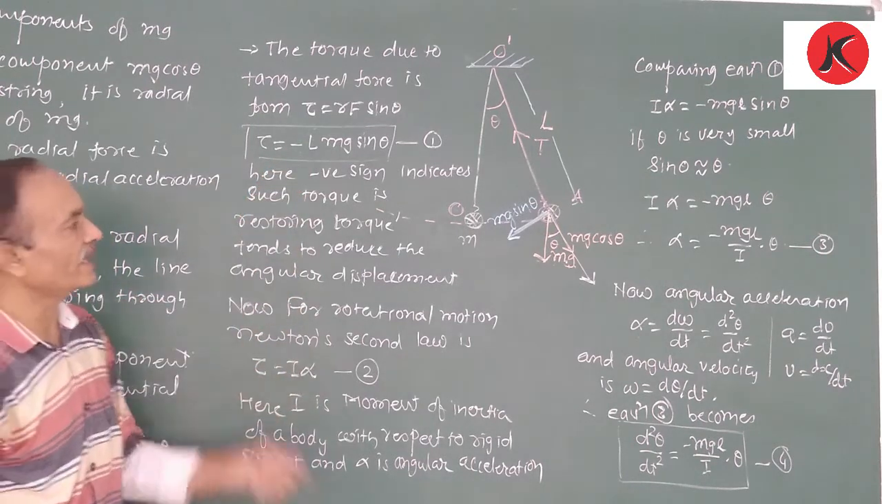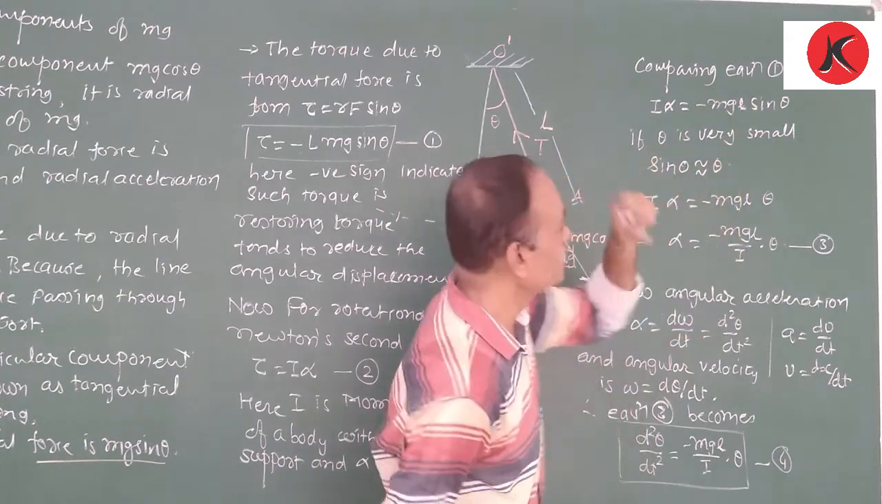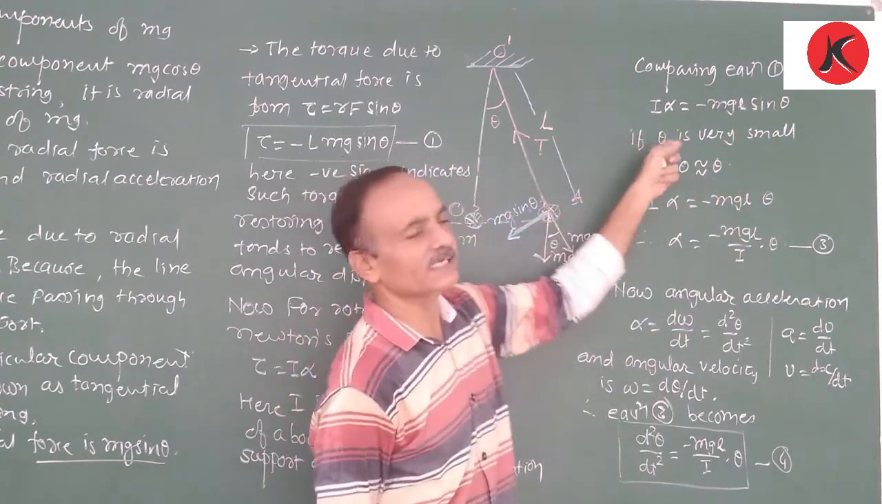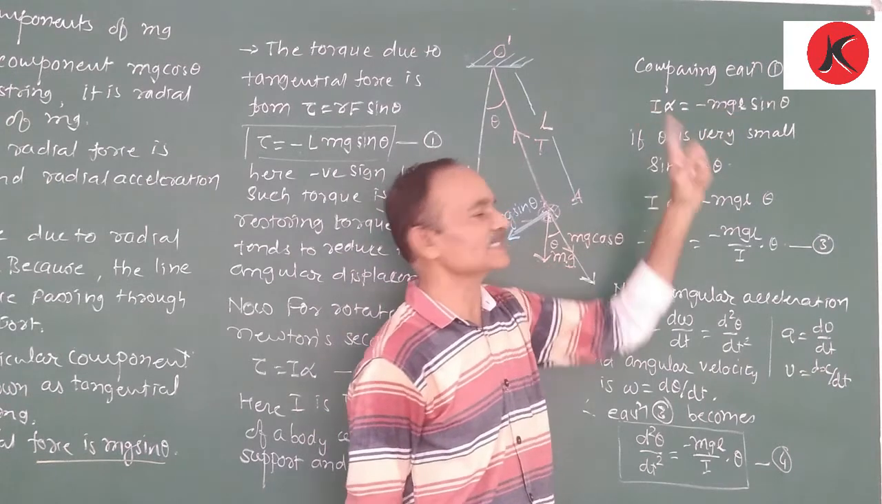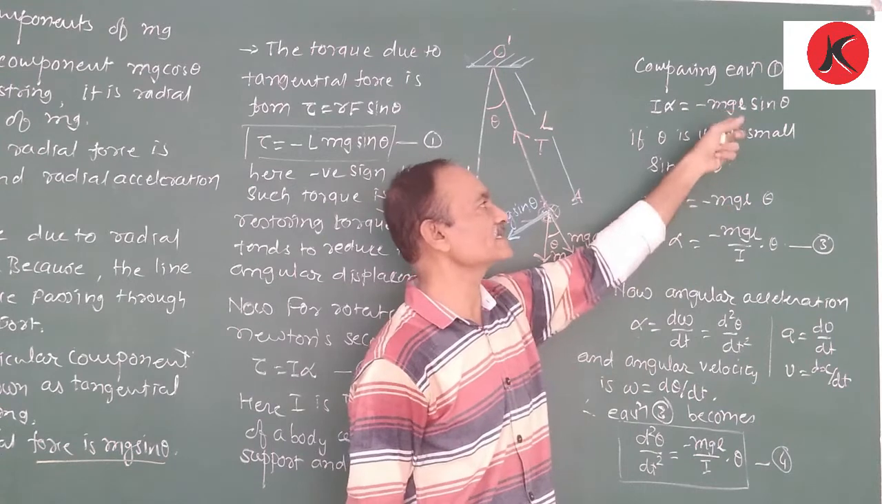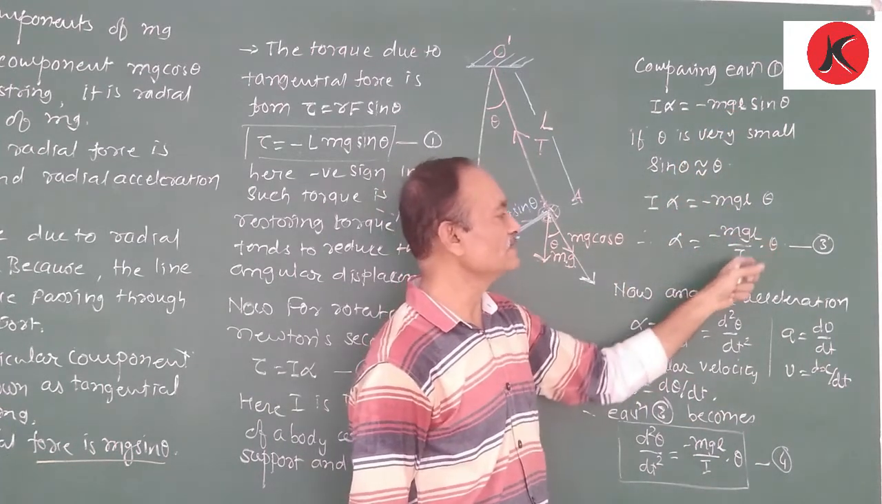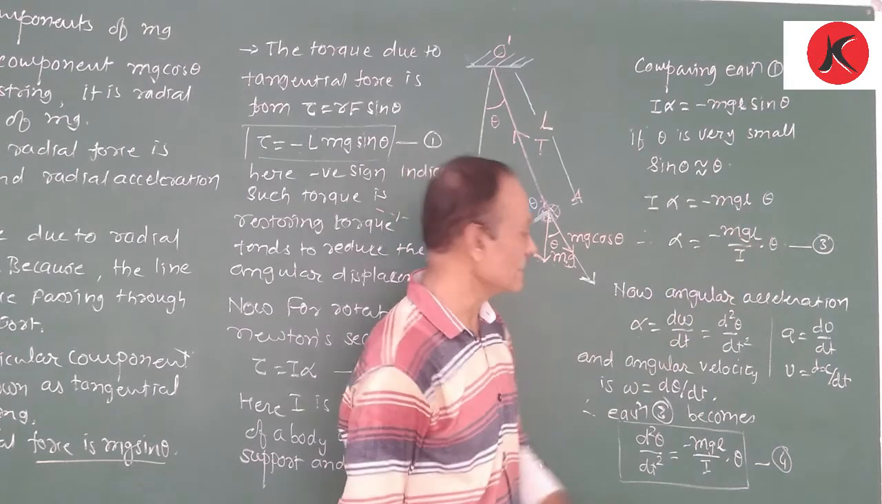Comparing equation 1 and 2, we obtain I alpha is equal to minus mgl sin theta. If the angular displacement theta is very small, sin theta is approximately theta. Therefore, I alpha is equal to minus mgl theta. Therefore, alpha is equal to minus mgl upon I into theta.